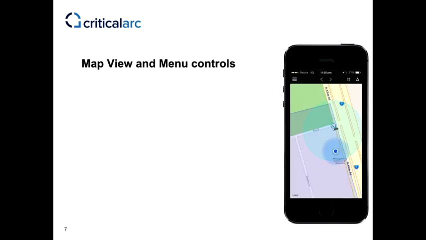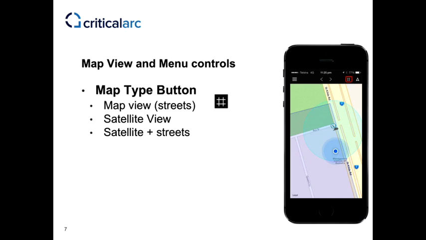So once you're signed in, you'll be taken straight to the map view. Here you can see your location, that is the blue dot in the center. You can see the location of other team members and the location of any alerts and alarms that occur in your area of responsibility within your Safe Zone.